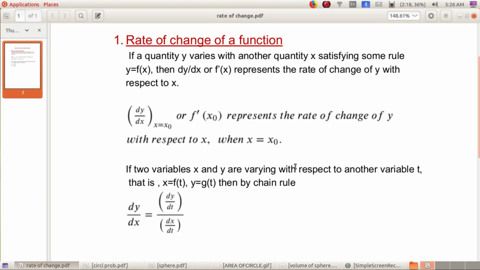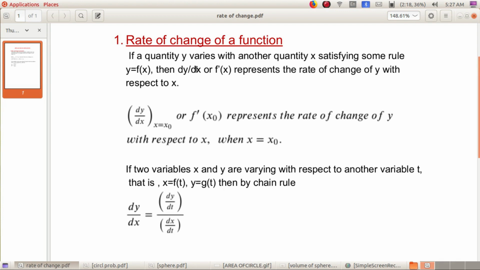Application of derivatives, part 1. In that first one, rate of change of a function. If a quantity y varies with another quantity x satisfying some rule y equal to f of x, then dy by dx, or f dash of x, represents the rate of change of y with respect to x.